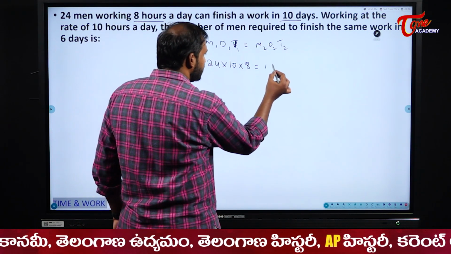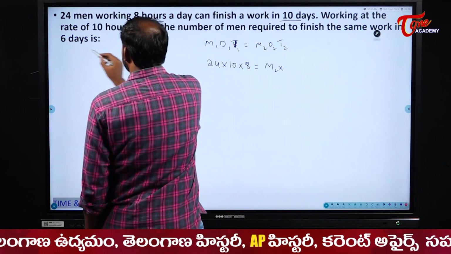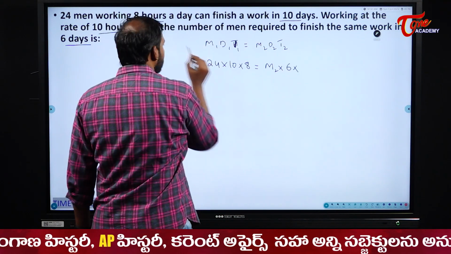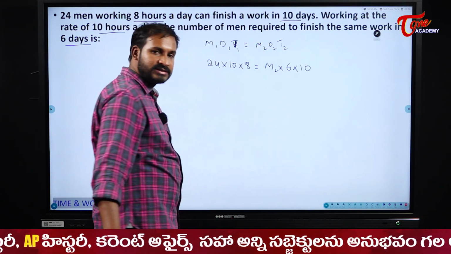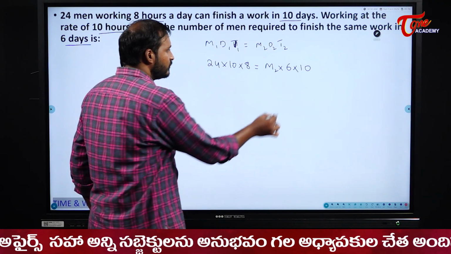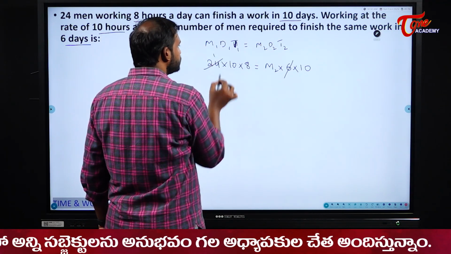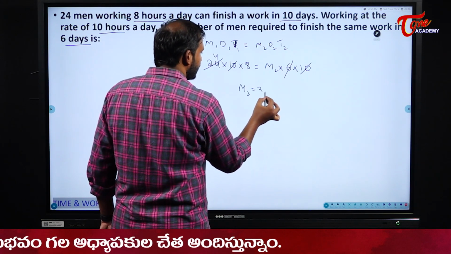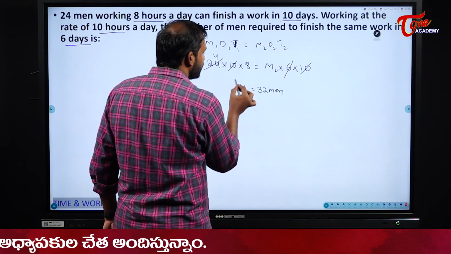We don't know. We need to find this one. And how many days they should finish the job? They should finish the job in 6 days. And what about time? 10 hours a day. Simple. Just substitute in the formula, you will get the answer. So 6 ones are 6, 6 fours are 24, 10 get cancelled. So M2 will become what here? 32 men.